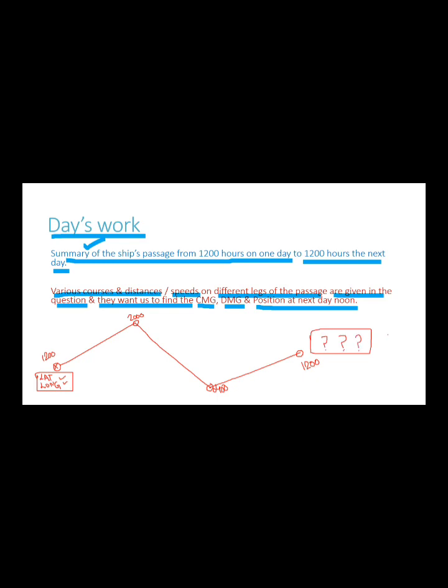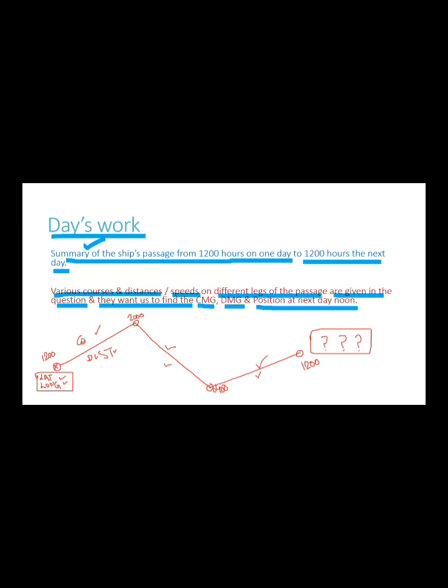So can you tell me, beta, how can we find this using plane and parallel sailing? The courses and distances are also given. By course and distance, we will get the lat and long of another position. Sir, we will calculate the d lat and d long, sir.